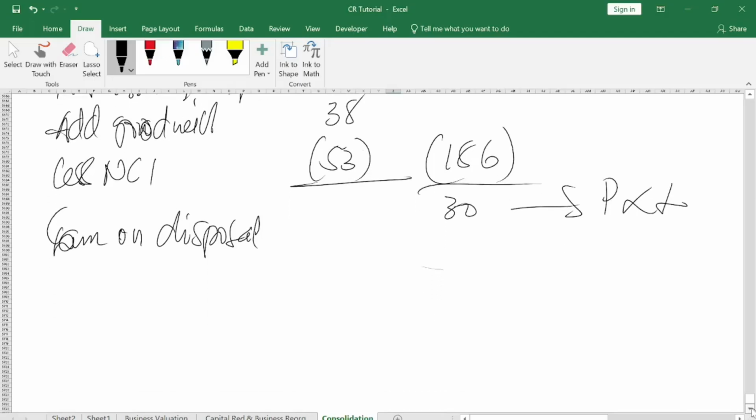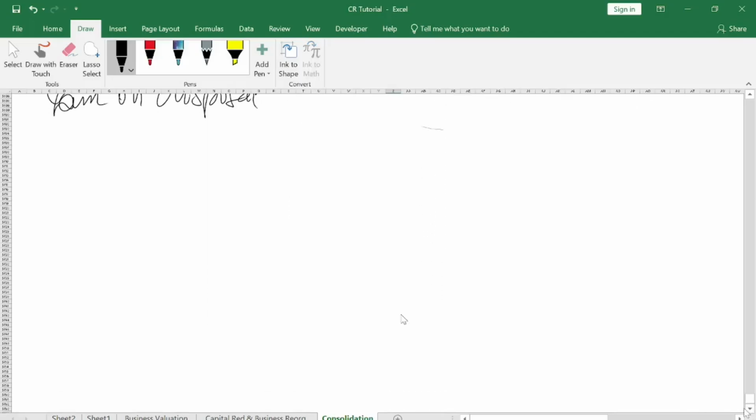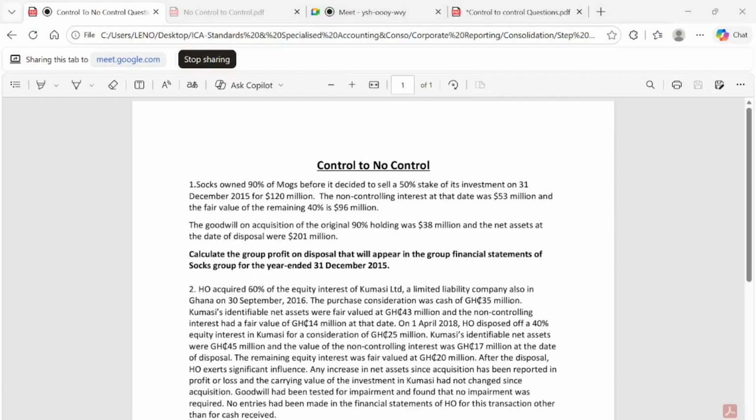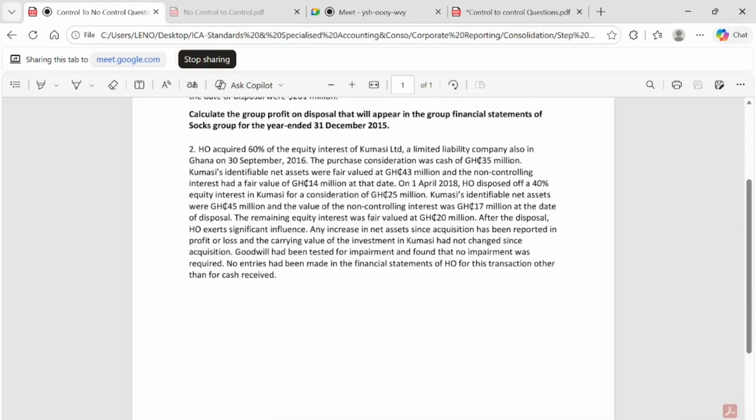Okay. So let's look at example number 2. Go to example number 2. They said that Ho acquired 60% equity interest of Kumasi Limited, a company also in Ghana, on 30th September 2016. The purchase consideration was 35 million cash. Kumasi, 35 million.